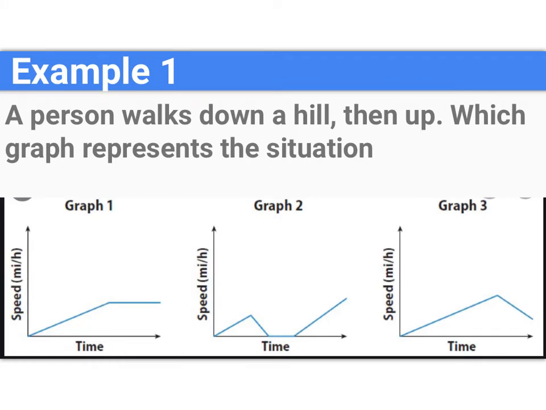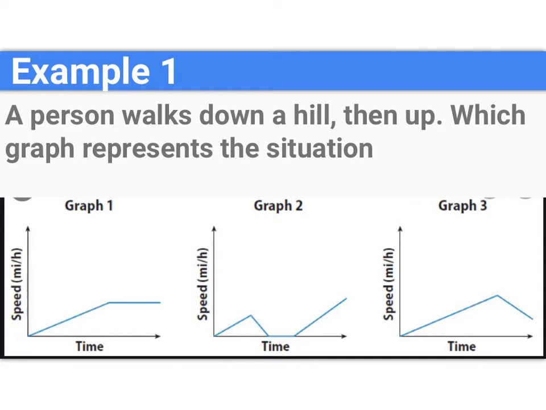A person walks down a hill, then up. Which graph represents the situation? Well, let's think about it. If a person walks downhill, they will be going fast, and if they walk uphill, they will be going slow. So in a speed versus time graph, a speed versus time graph is acceleration.